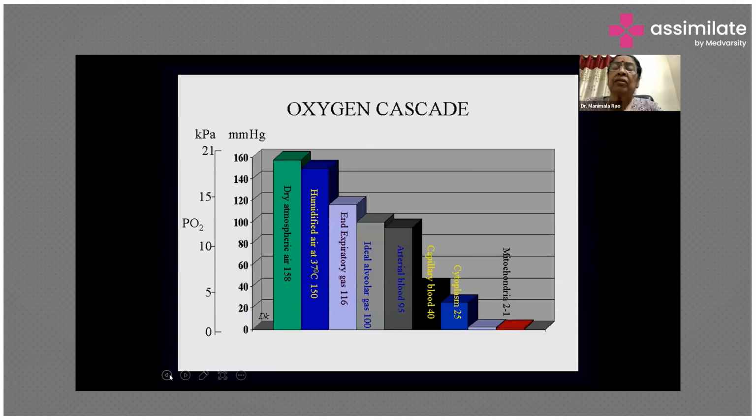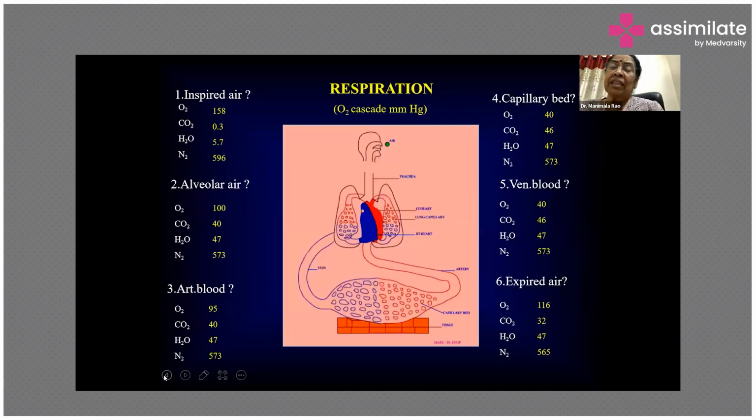Now in the inspired air, oxygen is only around 158, 159 millimeters of mercury, and we have 760 millimeters at sea level. Carbon dioxide is very little, and there is water vapor, which exerts a pressure of about 47. In the alveoli it comes down to 100, and in the arterial blood it is 95.